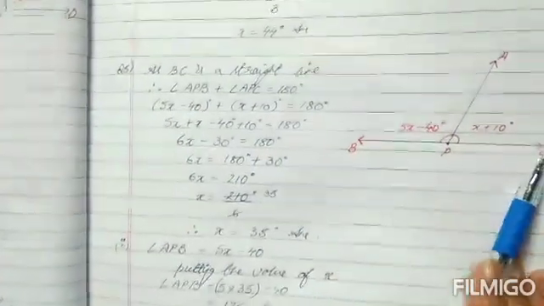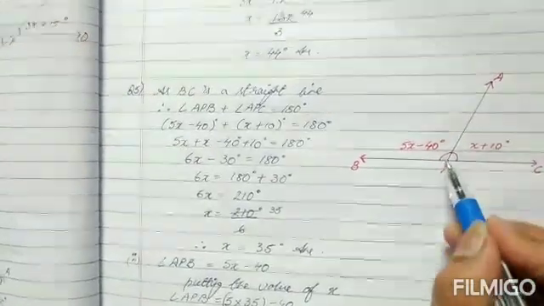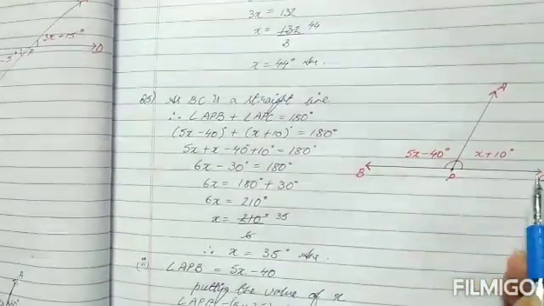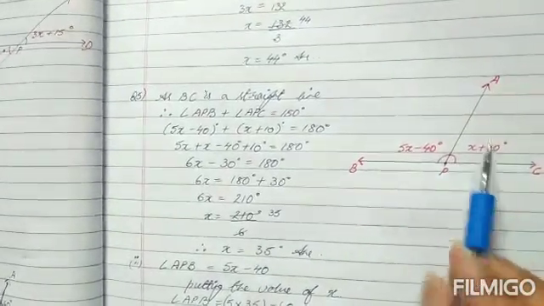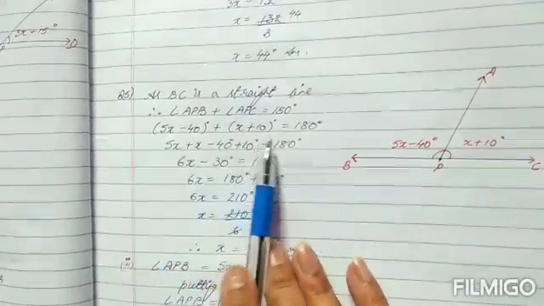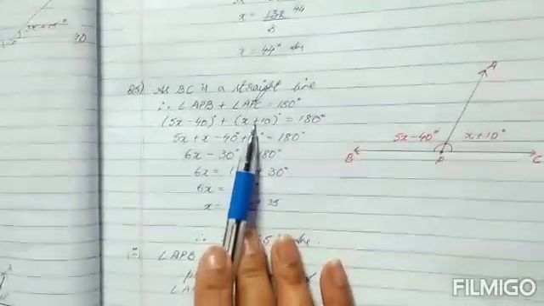Right? BC is a straight line and AP is another line which stands at point P. And then the two angles are given. Now when we know in the question that BC is a straight line, that means the addition of these two angles should be 180. So we begin with that. 5x minus 40 plus x plus 10 is 180. Now I've put it inside the bracket. You also do it in the same way.